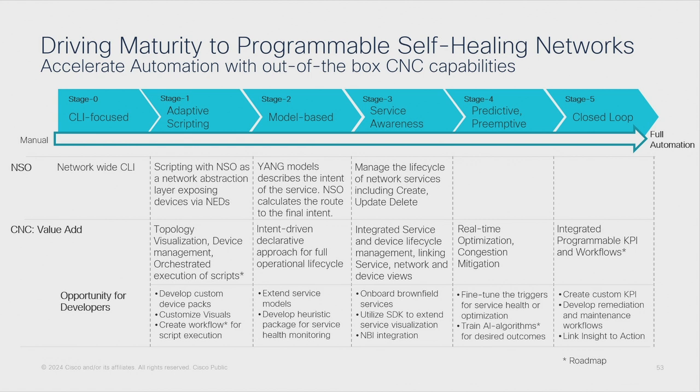At this level, we see that NSO is a network abstraction where all the devices and the capabilities of the devices are exposed by the NEDs, still with some simple scripting on top of that. Now when we're talking about stage 2, model-based is where it starts getting interesting, where we use the YANG models not only to describe the capabilities of the device, but also to describe the intent of the service, where you want to go. You describe intent, and NSO calculates the route to the intent, like a GPS from London to Paris. You only need to focus on where to go. The machinery calculates the route there.